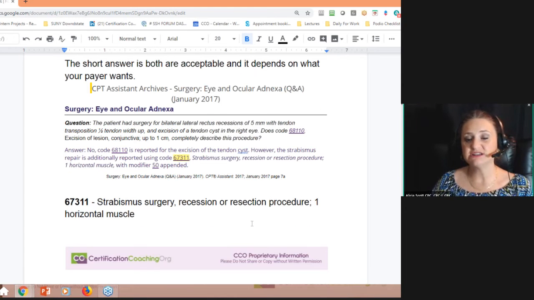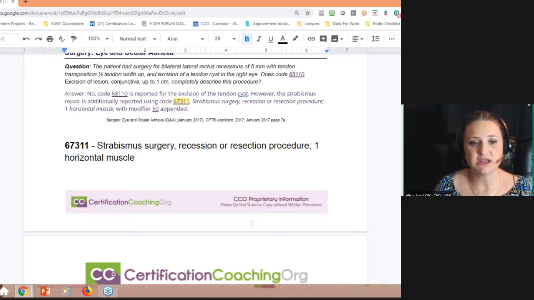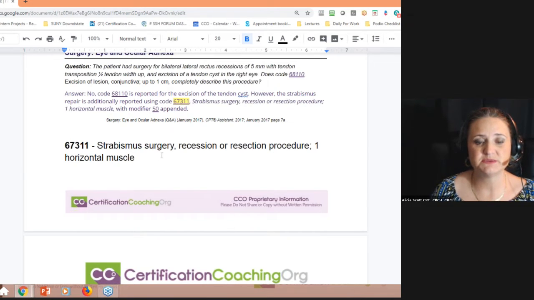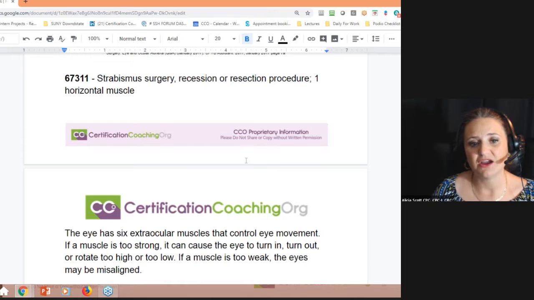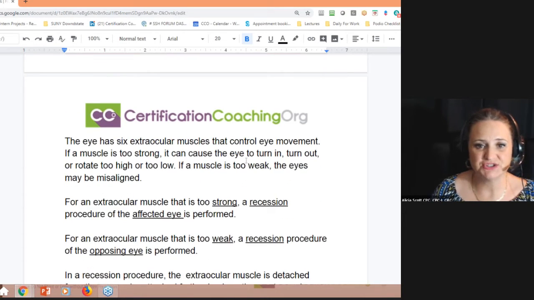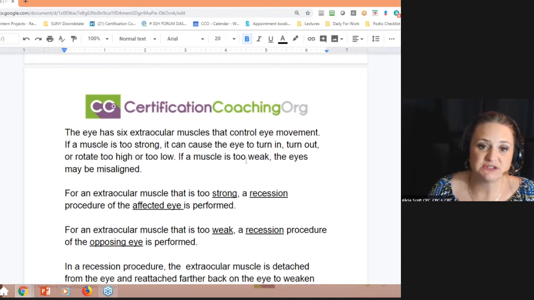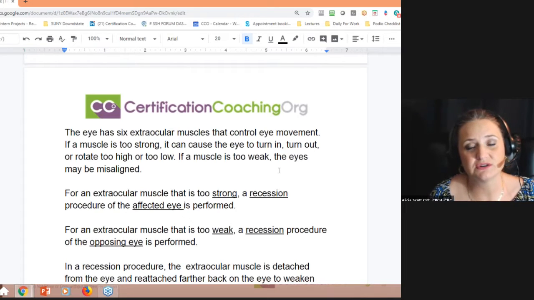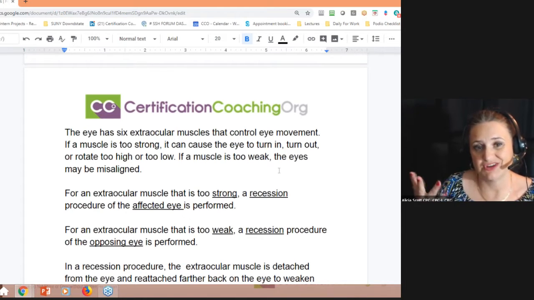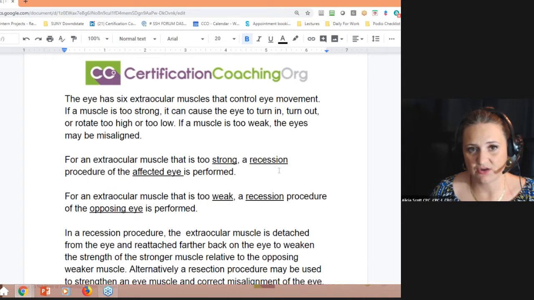So just to give you a little additional information for your knowledge base, I went ahead and took the code 67311. This is strabismus surgery, and it's a recession or resection procedure, one horizontal muscle. And I put a graphic in here so that you could see how they actually do that. The extraocular muscles are what control the eye movement. Sometimes it's too long, sometimes it's too short, and so therefore you get the eye turning in and out. They can usually recognize this in a child pretty early. Sometimes the muscle's too weak versus too strong or tight, and so they can go in and adjust that quickly.